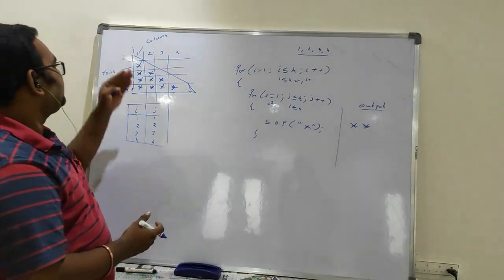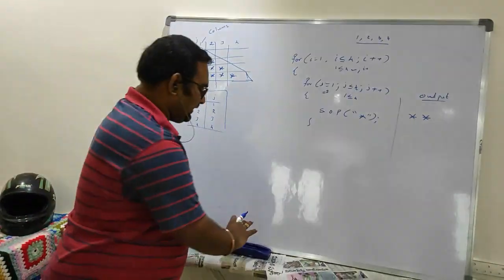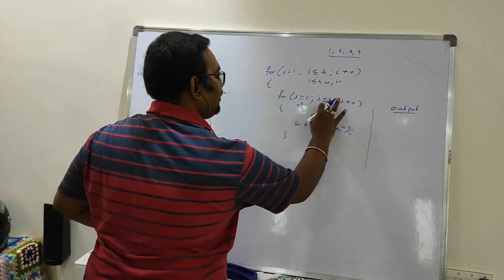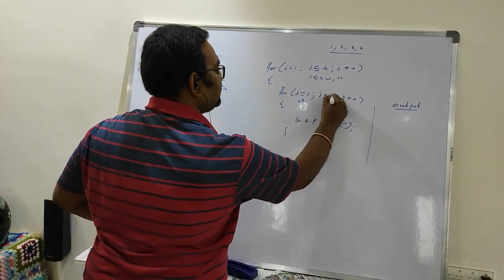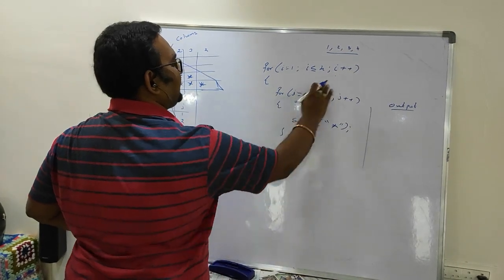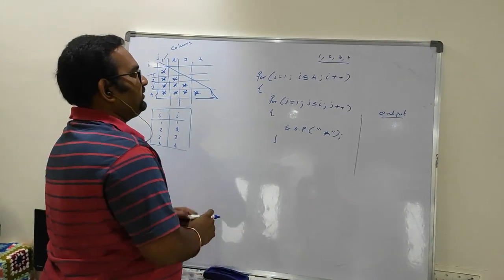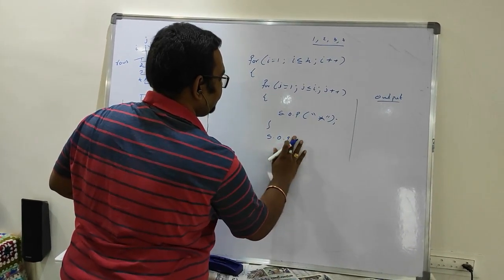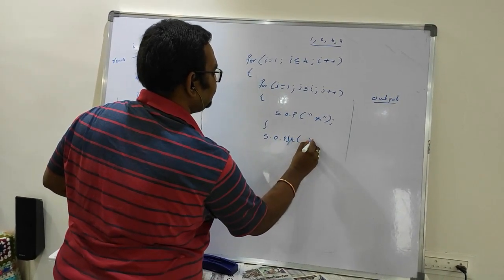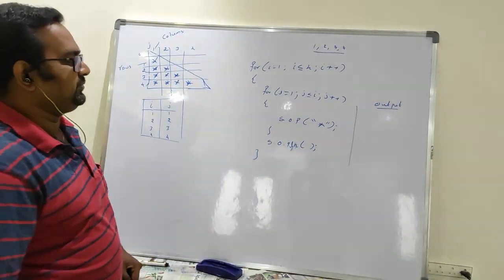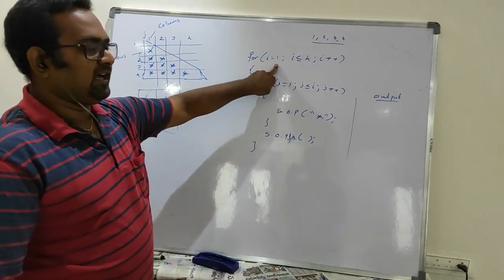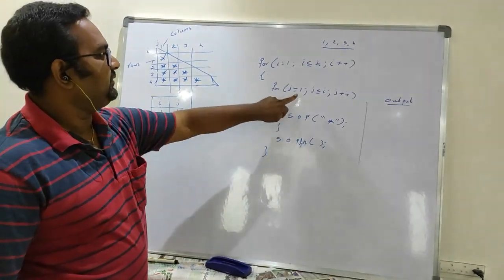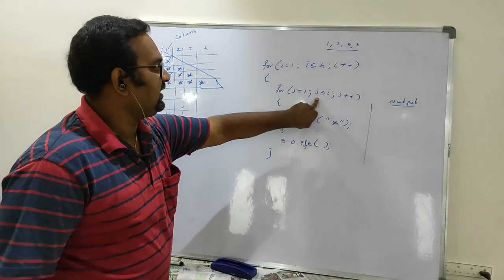So this is not my pattern. So how to change this? Instead of 4, we put I again. Then we see what will happen. I add one more statement, System.out.println, here, and then just close this loop. So now what will happen? I is equal to 1, less than or equal to 4, the condition is satisfied. Now J is equal to 1, less than or equal to 1.